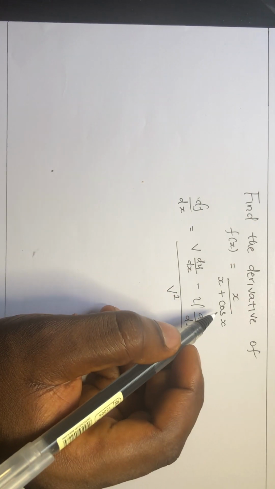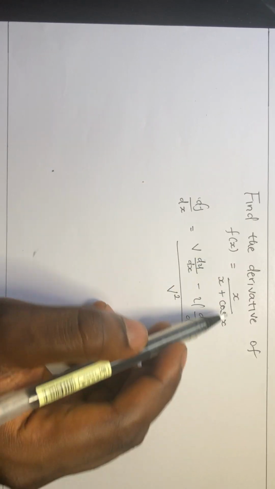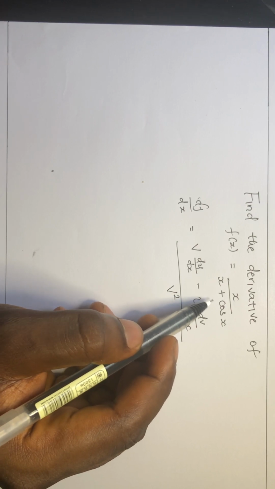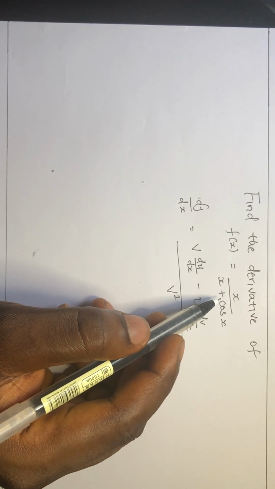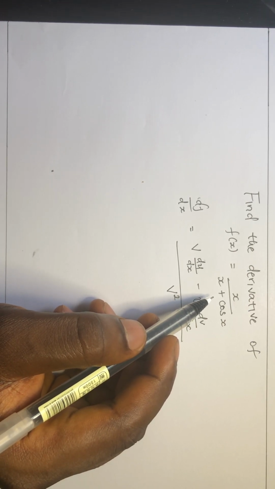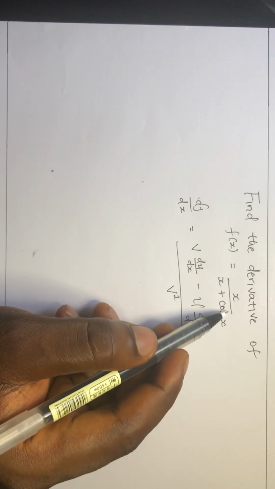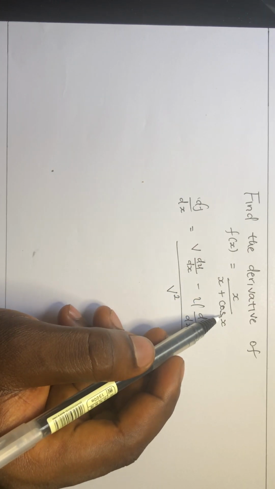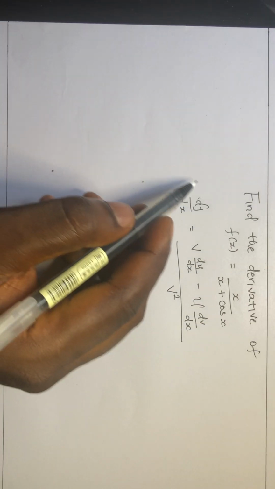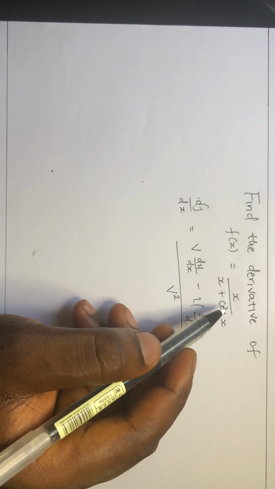And we have this problem, x over x plus cos x. We were asked to differentiate this function, x over x plus cos x, using quotient rule. So we know that x is divided by x plus cos x. So we are going to use quotient rule, which is what I've just written down here, to approach this problem.